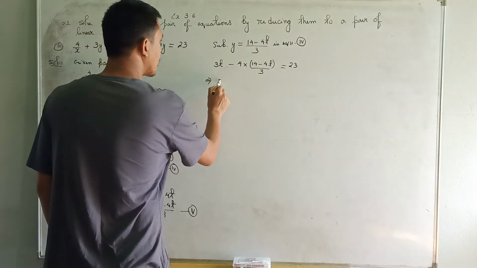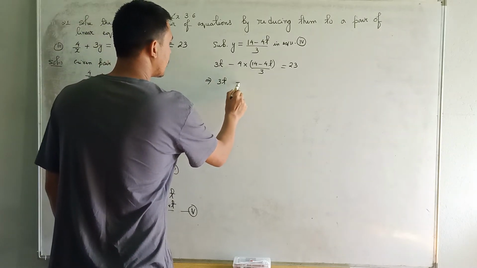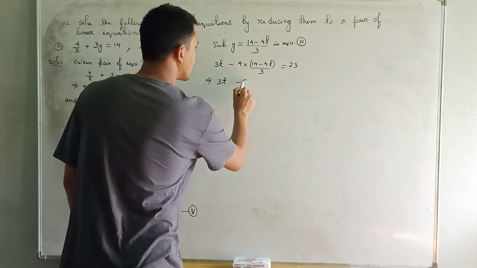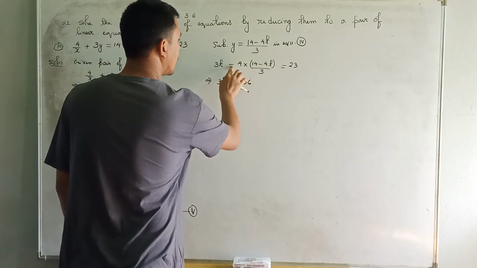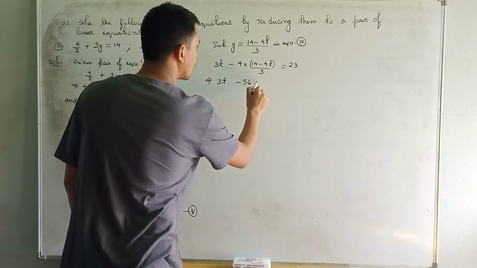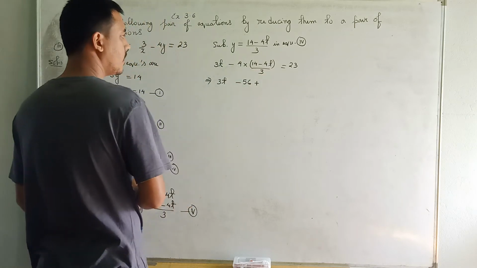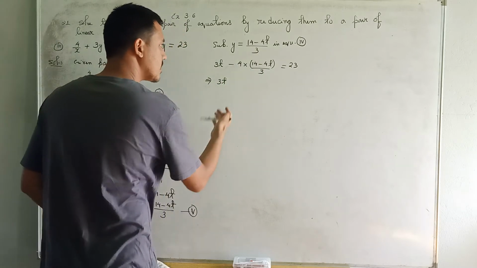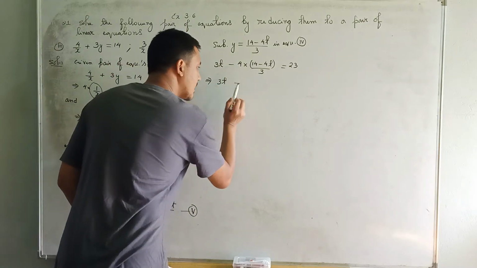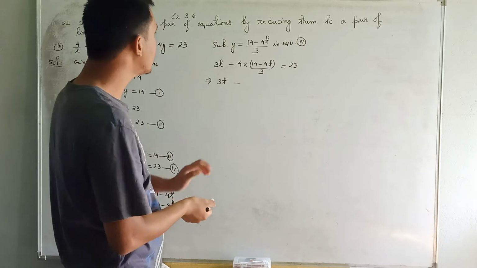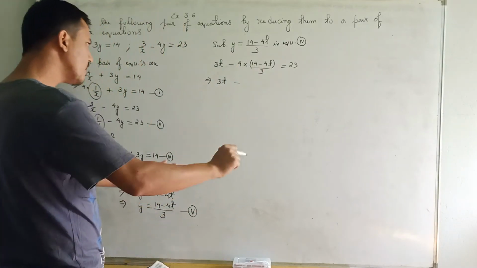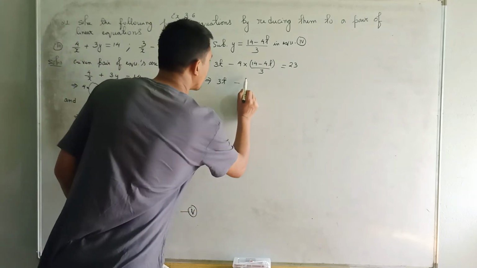Then this implies we have 3t. First multiplication, 14 4 times is 56. Minus into minus plus. Or what we can simply do is leave this negative as it is, and then simply multiply by 4. No problem. We have so many choices to work out.